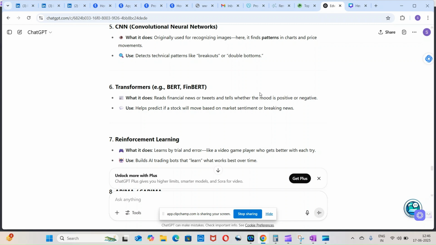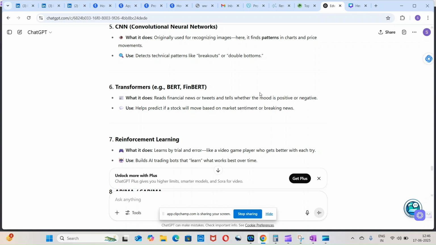So these models read, and they tell whether the mood is positive or negative. And if the mood is positive, then the stock will move up. Or if the mood is negative, the stock will move down. So market sentiment based on news and information is used to predict the stock movement by using these transformers.